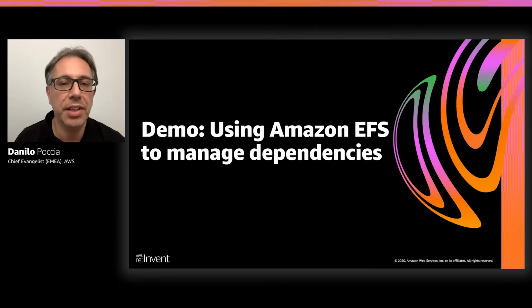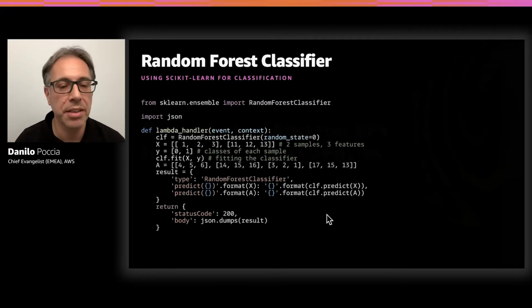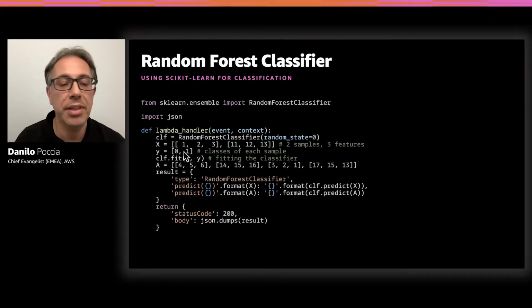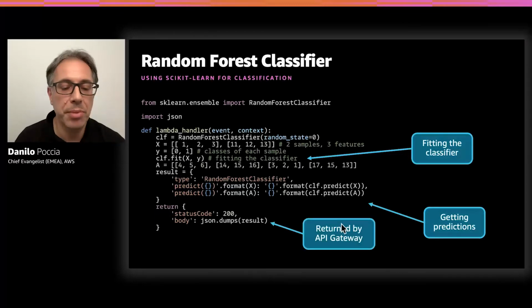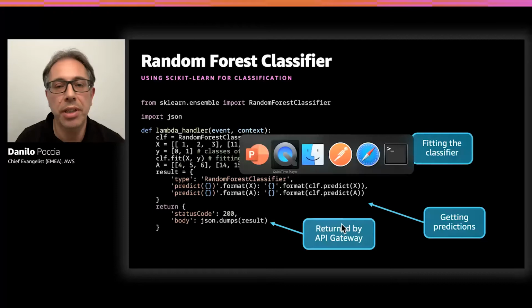With random forest classification, we want to classify some data points. In this case, I have 2 samples that I use for training. Each sample has 3 features, 3 numbers: 1, 2, 3, and 11, 12, 13. And I want the first sample to be classified as a 0, and the second sample to be classified as a 1. I fit the classifier with this very simple data set. Then I create another variable with a list of other samples, and I can get the prediction. And then I can format this prediction in the same format that the API Gateway expects when returning a result.